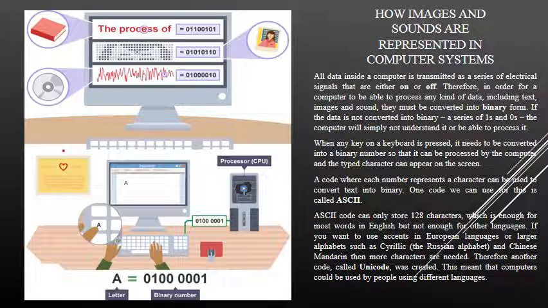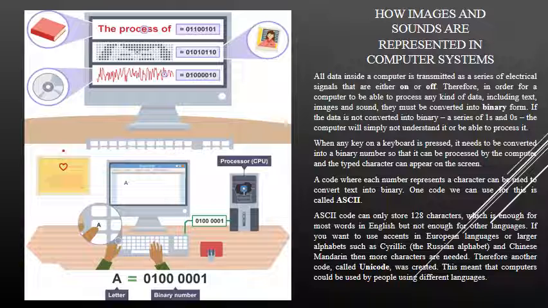How images and sounds are represented in computer systems. All data inside a computer is transmitted as a series of electrical signals that are either on or off. Therefore, in order for a computer to be able to process any kind of data, including text, images, and sound, they must be converted into binary form. If the data is not converted into binary, a series of ones and zeros, the computer will simply not understand it or be able to process it.